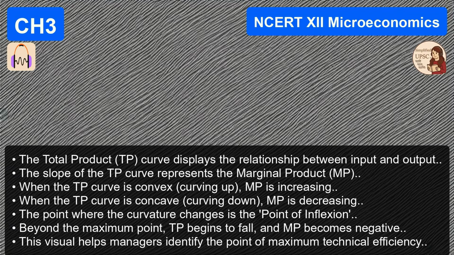I see. So total product is basically just the sum of all the marginal products added together. Exactly. If you add the MP of the first worker, which was 10, plus the MP of the second worker, which was 14, you get the total product of 24.